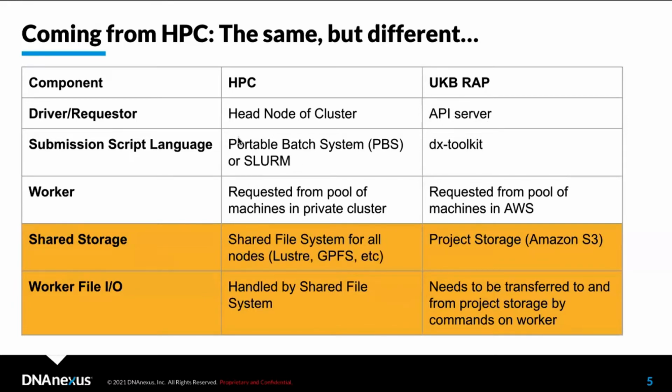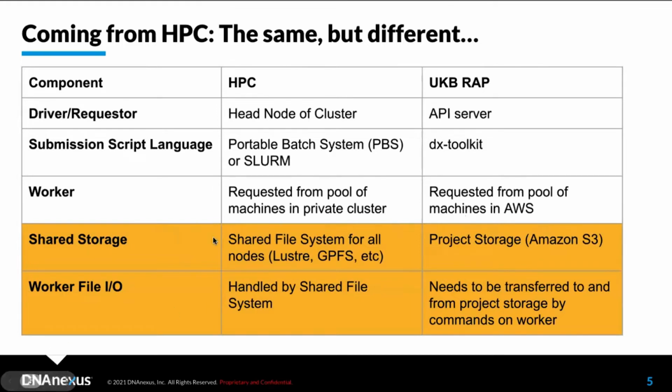Most of you coming from HPC have submitted jobs with Portable Batch System or Slurm. With UKB RAP, the tool that you use to interact with the API server is the DX toolkit. One of the main differences is that when you request a worker in HPC, that comes from a pool of machines in that private cluster, whereas on UKB RAP, that's requested from a pool of machines in that AWS region.